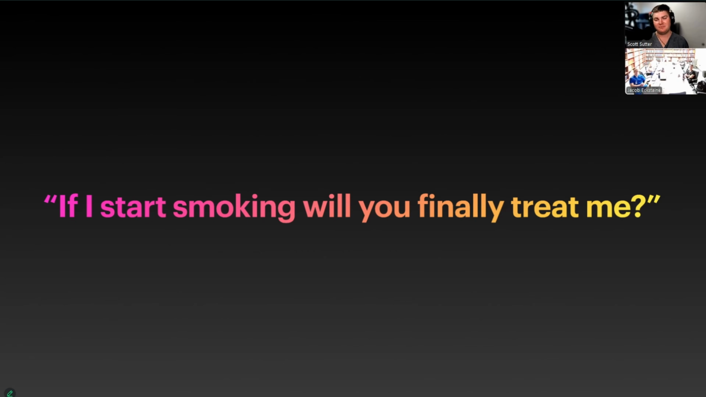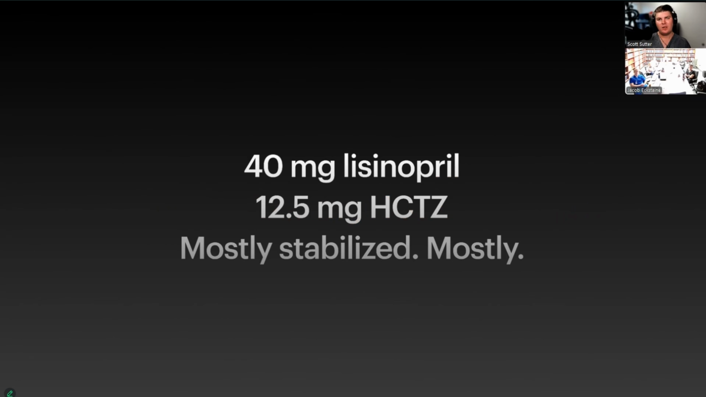So I am an asshole. And I literally said, if I start smoking, will you finally treat me? Because that is the one way, by the way, that you will actually get treatment, is if you use tobacco products. If you're a smoker, they will actually start to treat you. I didn't. I still haven't ever had a cigarette in my life, but that was my line to finally get some treatment. So they started me off on baby doses of lisinopril. Finally got up to where I'm on now, 40 milligrams of lisinopril and 12.5 of hydrochlorothiazide, and I am at this point mostly stabilized on blood pressure.